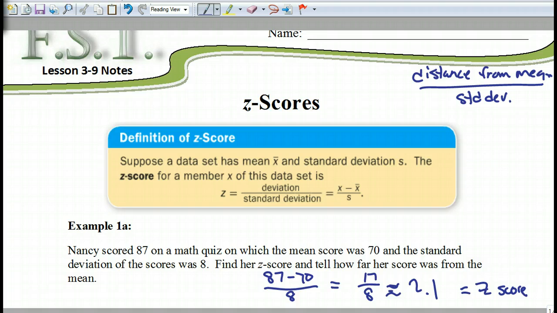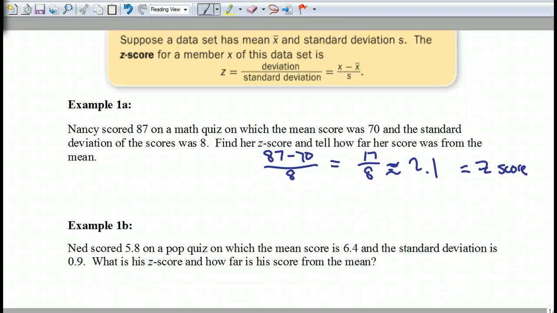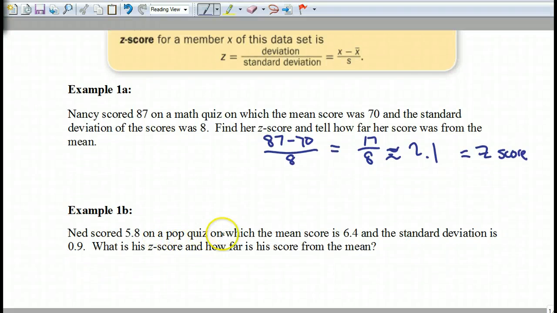Okay? The next example is this. Ned scored 5.8 on a pop quiz, and the mean score was 6.4. The standard deviation was 0.9. So you take 5.8 minus 6.4 divided by 0.9. You always take the actual data point minus the mean.